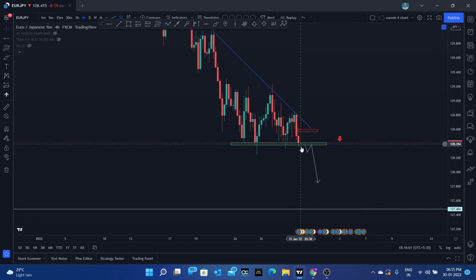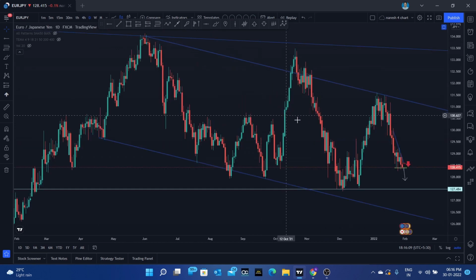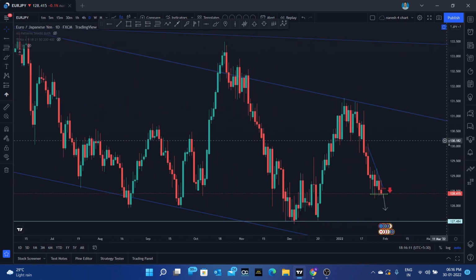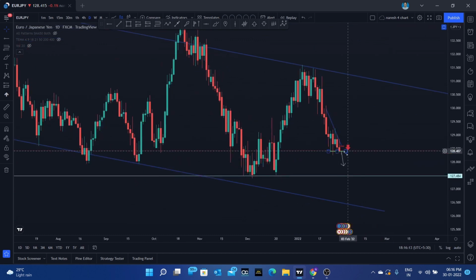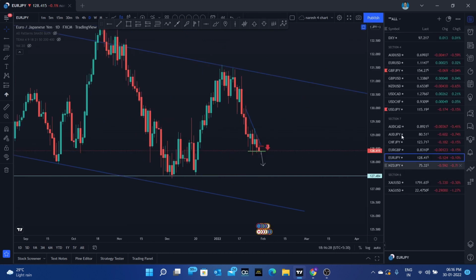So if it is breaking here, and if the 4 hour time frame candle is closing below here, you can go for short and take this as your first target, guys. So I'm expecting short entries in EUR/JPY. You can go for short here, guys, and take this as your first target, and even use this trend line, and you can go for the second target as well. And always try to go with a trailing stop loss, guys. So that would be for EUR/JPY.